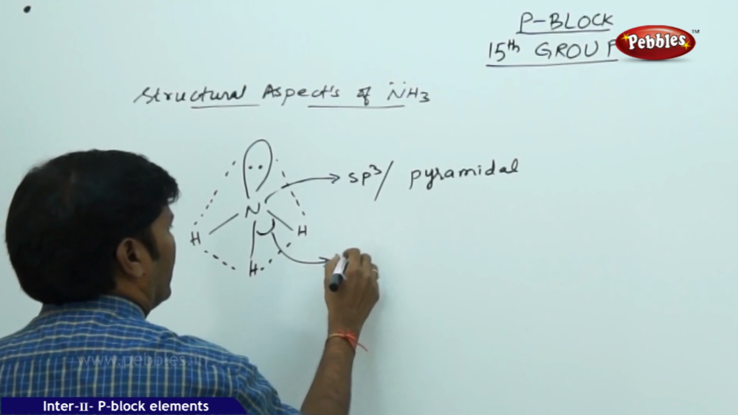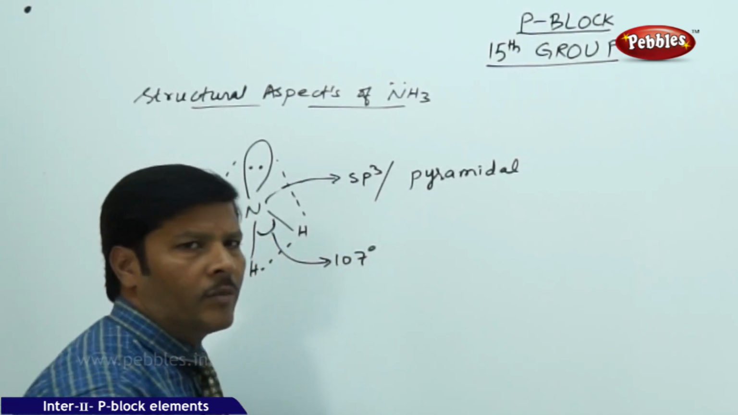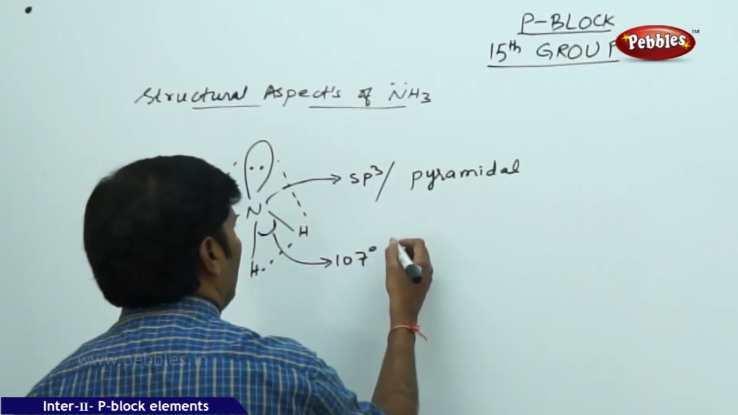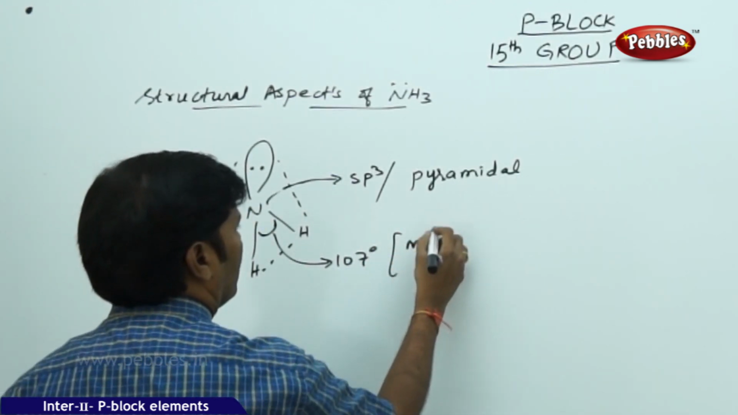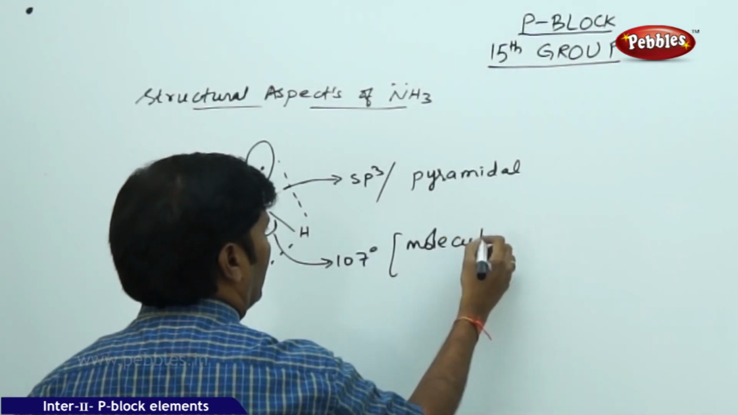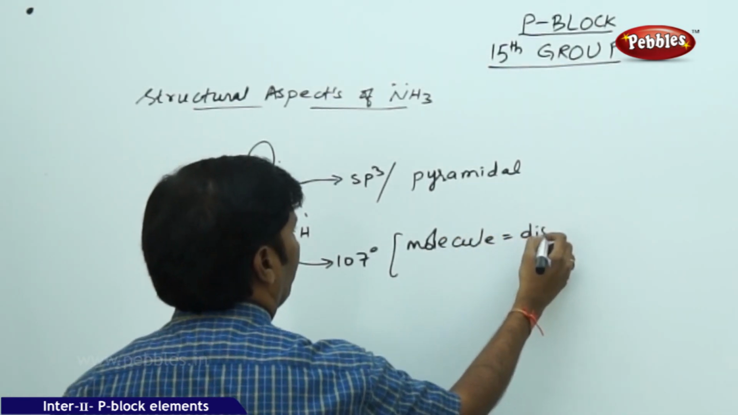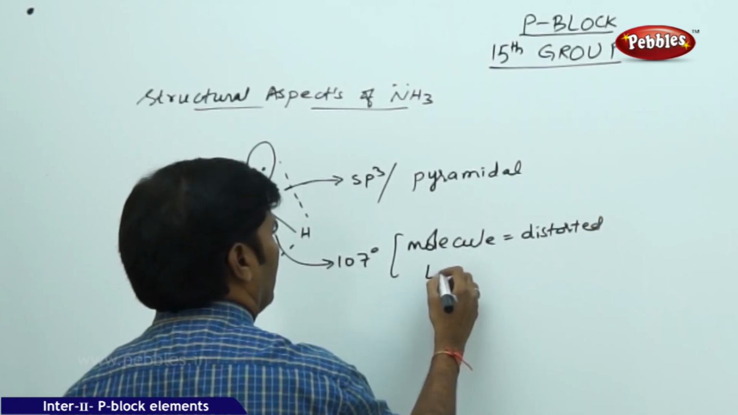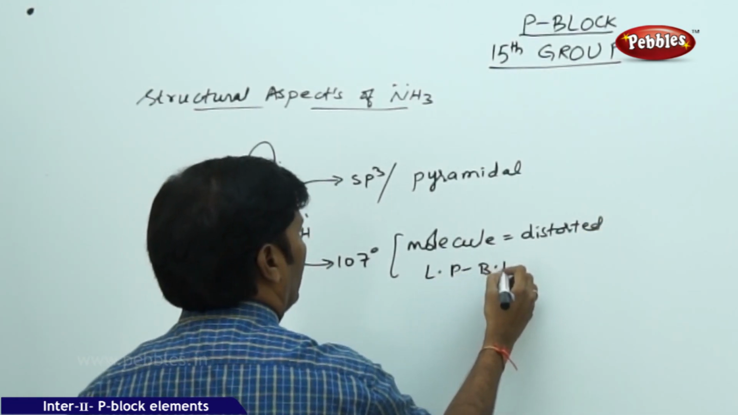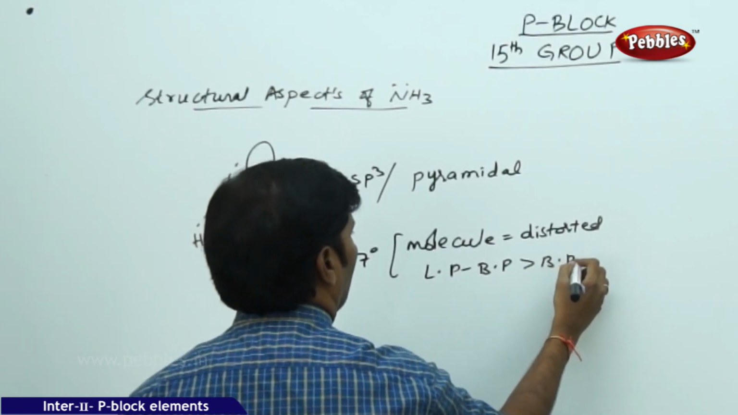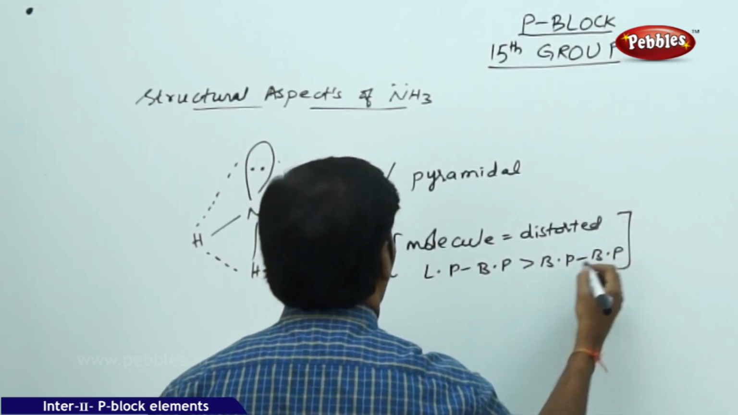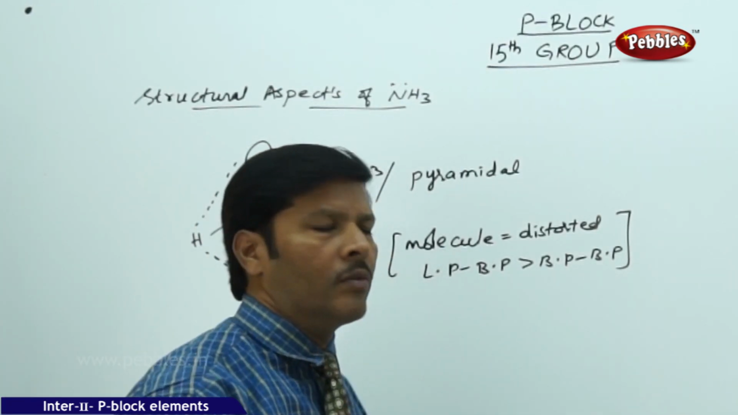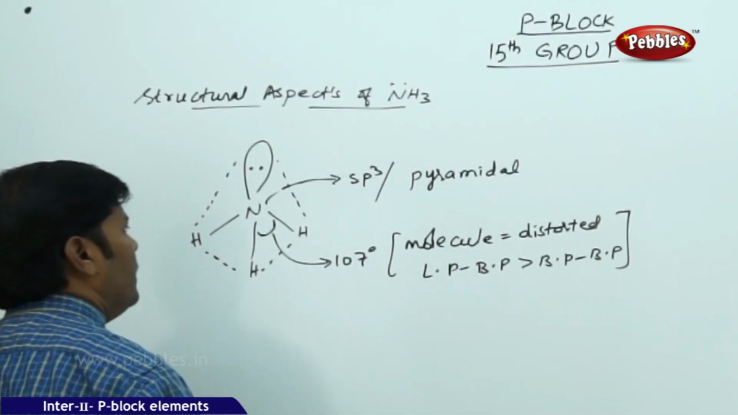The decrease in bond angle from 109 degrees 28 minutes to 107 degrees is because the molecule is distorted. The molecule is not a regular molecule. If it is distorted, that means lone pair to bond pair repulsions are greater than bond pair to bond pair repulsions. That is why the bond angle in ammonia changes from 109 degrees 28 minutes to 107 degrees.